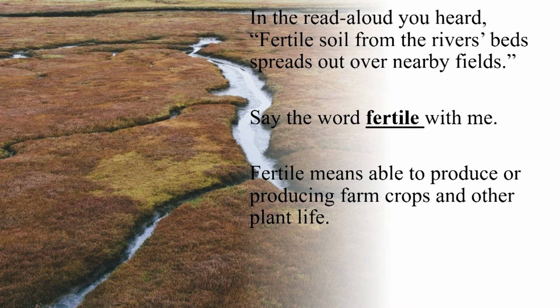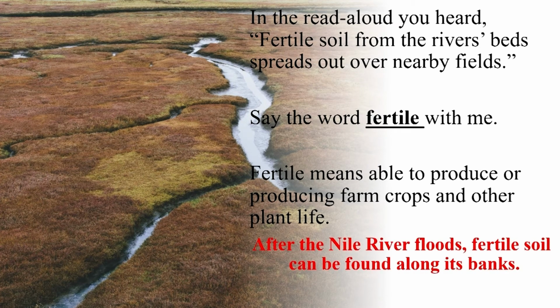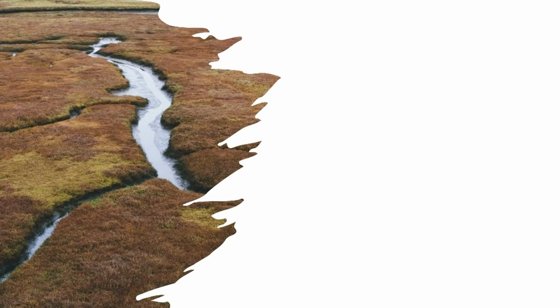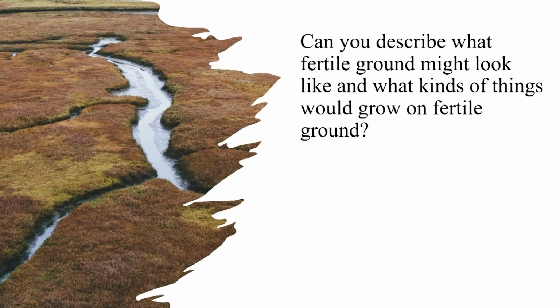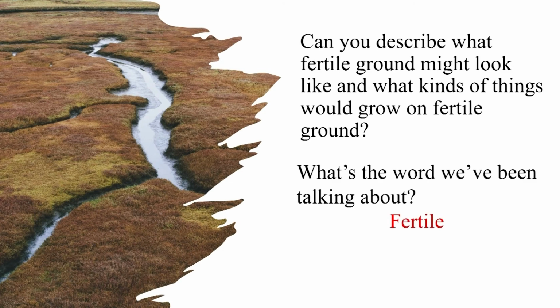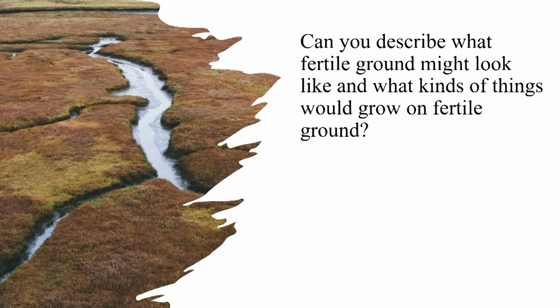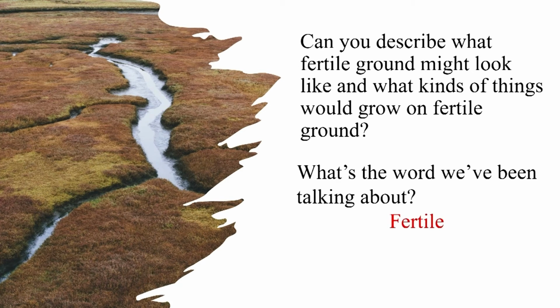Can you use it in a sentence? Sure. After the Nile River floods, fertile soil can be found along its banks. That was great. Thank you. Can you describe what fertile ground might look like and what kinds of things would grow on fertile ground? Try to use that word fertile in a sentence when you tell us about it. Let's see. Fertile ground would be moist and dark and full of nutrients. And many green plants would grow from there. Okay, good. And what is the word we've been talking about today? Fertile. That's right, fertile.